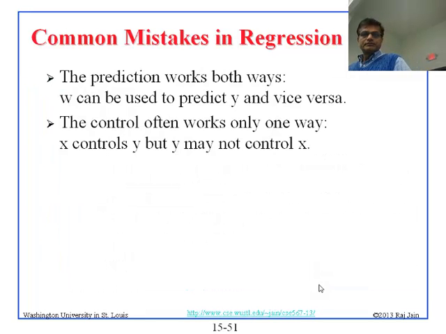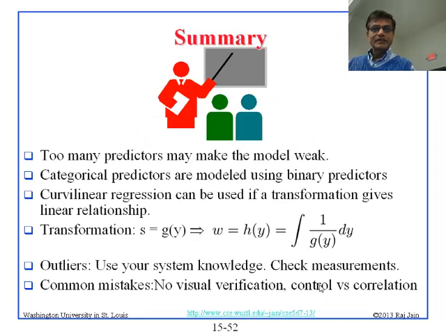So this is basically more about prediction and control. Prediction works both ways. If you can predict X from Y, you can predict Y from X. But control is the other way. You can control X from Y, but Y cannot control X. All right, everybody believes that? Okay. So that brings us to the end of this regression material.